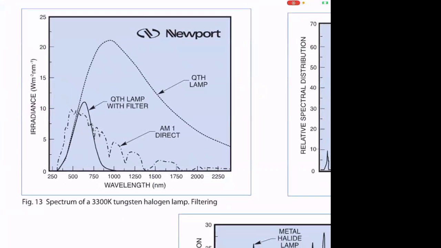For instance, this is the quartz tungsten lamp shown here. And in comparison, you can see the AM1 direct spectrum there. So we are trying to match this clearly with a single lamp, and it's very difficult to do. With the filter, you can get somewhat close, as shown by this curve here.